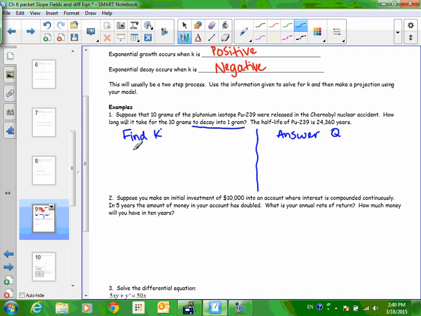Okay, to find k, let me rewrite the formula right here. And this is a formula you need to know. This won't be given to you. So we got to think, okay, well, in a half-life type problem, if you start with 10 grams, after 1 half-life, how much do you have? 5 grams. Okay, and so you start with 10, e to the power of k, and then you say, well, how long is a half-life? It's 24,360 for plutonium.